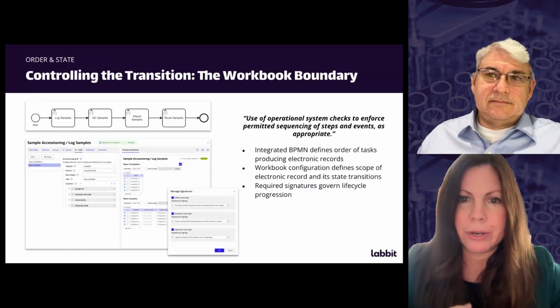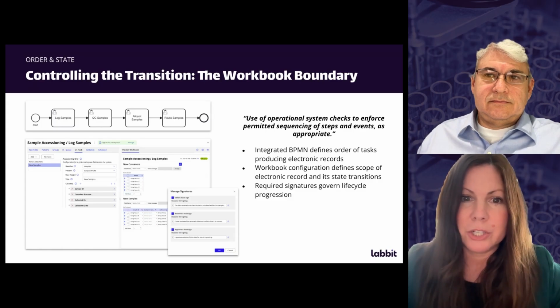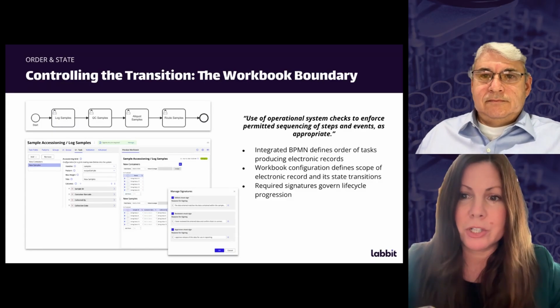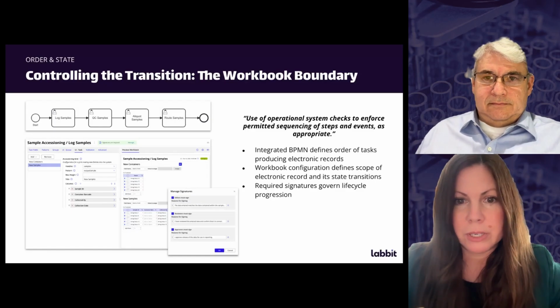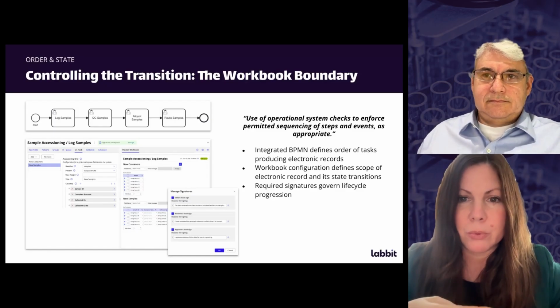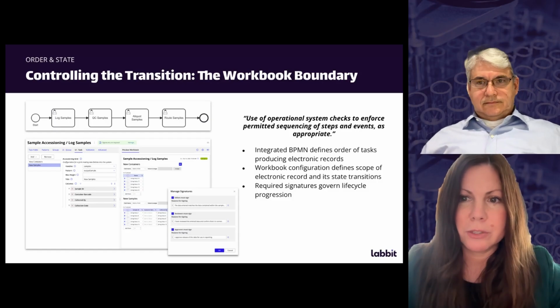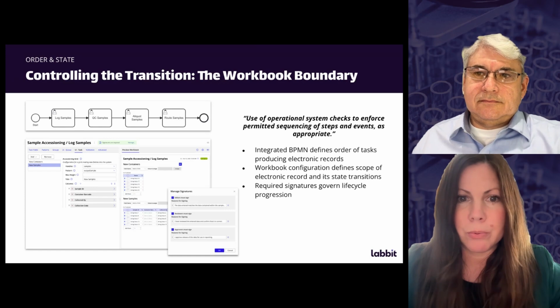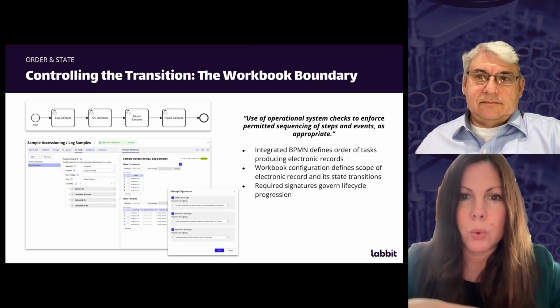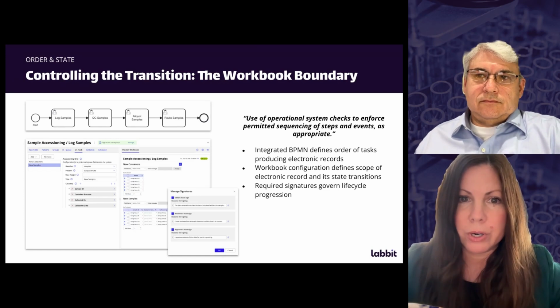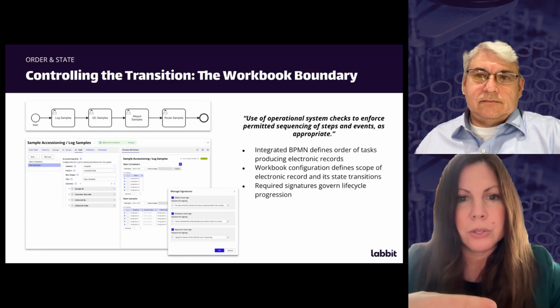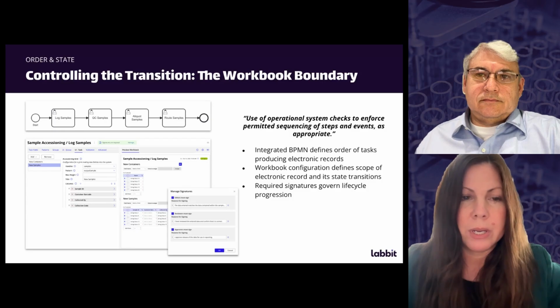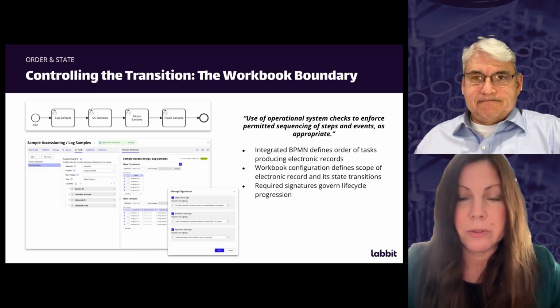State transitions aren't something that should require manual intervention or recollection from the user. They should be enforced by the system by intentional design. So going back to the regulation again, Part 11 calls, quote, for use of operational system checks to enforce permitted sequencing of steps and events as appropriate. At the highest level, we're defining the order of work or the permitted sequence of tasks that operators can perform using an integrated BPMN workflow, as shown here in the top left of the slide.